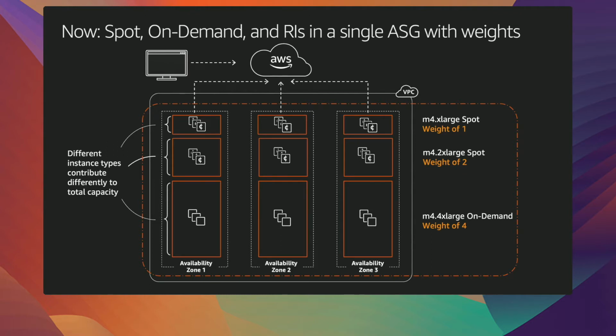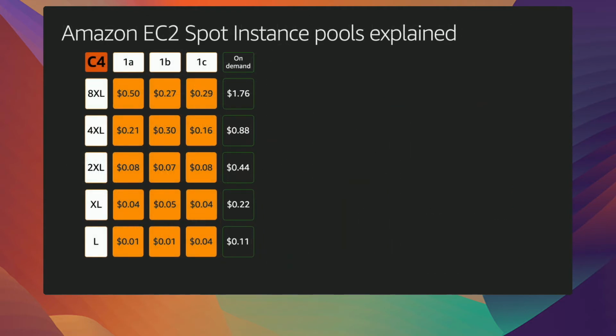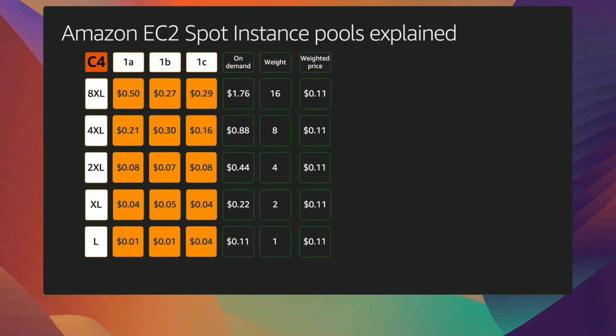in the auto-scaling group that we are creating. Now that we know the weighting, I just want to go back to this instance pool example and add that in. What you can see in the green column there is the on-demand pricing of the different instances. If I apply the weight to that on-demand pricing, you can see that it's basically the same. There's a fraction of a cent difference between the different sizes of the instances, but basically there's a linear increase in the price depending on the size that you pick.